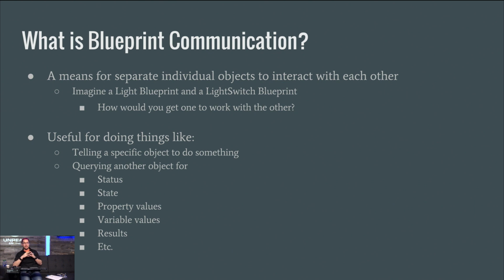It's useful for things like telling an object to do something, which is generally by way of sending an event or calling a function. Also useful for querying, so things like the status of something, its state, a property or a variable, or getting back any kind of results. Now, I did have a programmer point out to me that property values and variable values are the same thing. I only separated them because there are properties that exist on an object without variables, and if you're totally new to the world of scripting, it's probably useful for you to know that sort of thing.